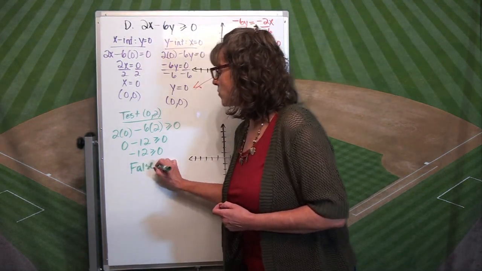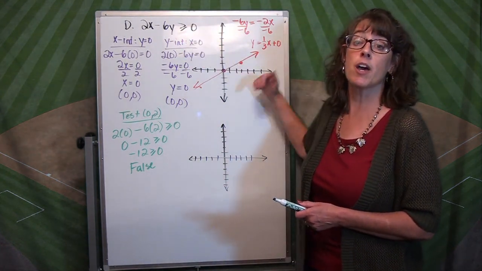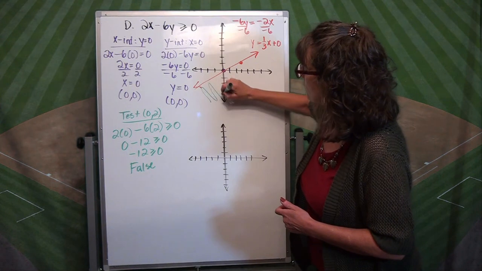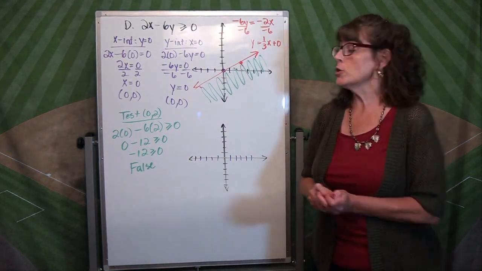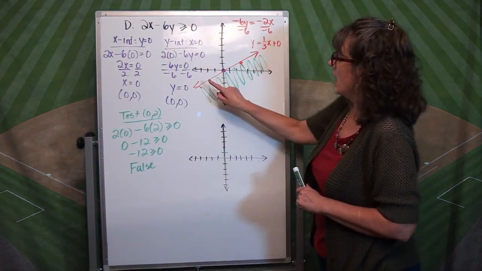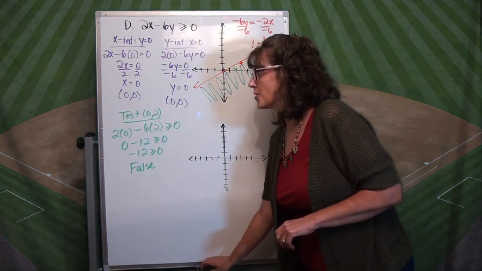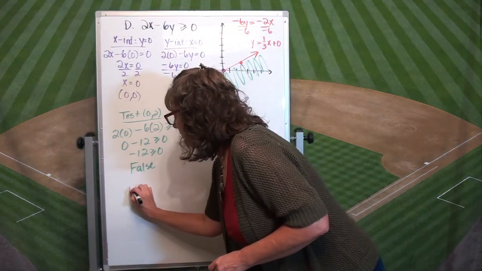And so when it's false, remember, that means nothing up here works. Everything that works is on the other side. So I'm going to shade this half plane. So all of my solutions are down here, no solutions up here, and everything on the line is a solution. All right, let's try this last one.